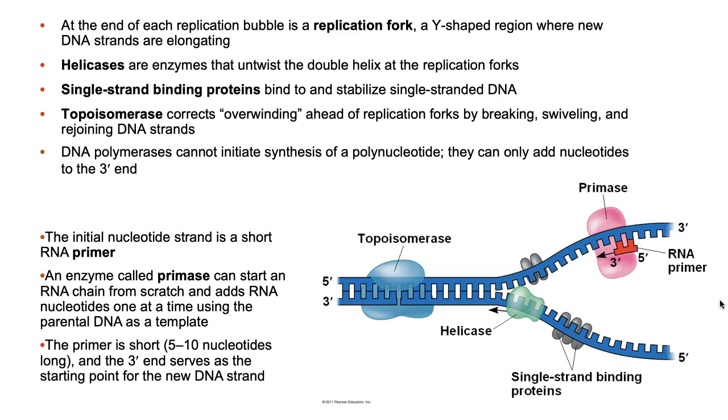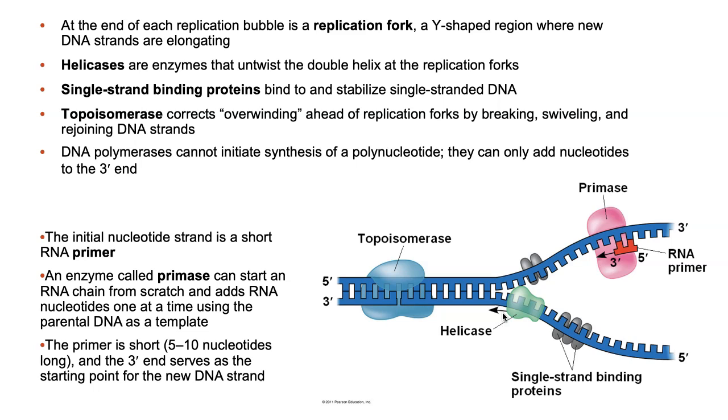The enzyme that is responsible for unzipping the two strands of DNA is called the helicase. So the helicases are enzymes that untwist the double helix at the replication fork. So there's going to be one at this replication fork, and there's also one opening up the other replication fork on the right side. As the helicase is unzipping the DNA, remember, all this is doing is separating the two nitrogenous bases, which have an affinity for each other. They want to bind. They want to reform that hydrogen bond.